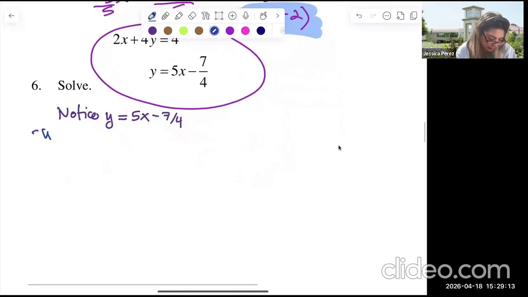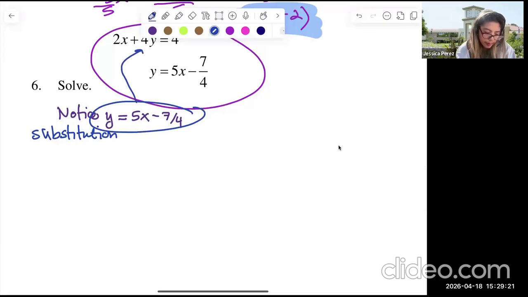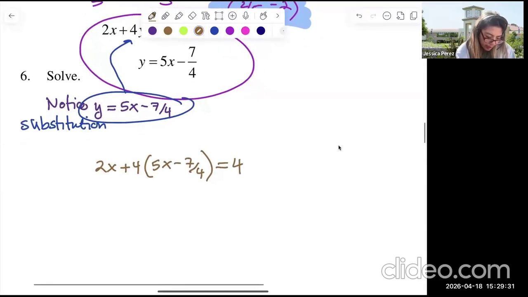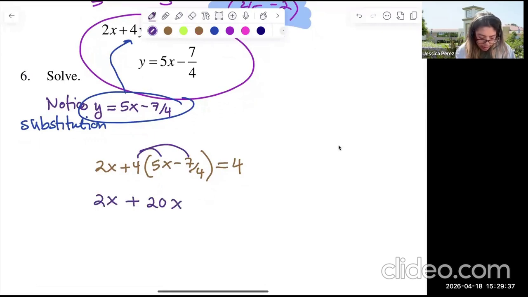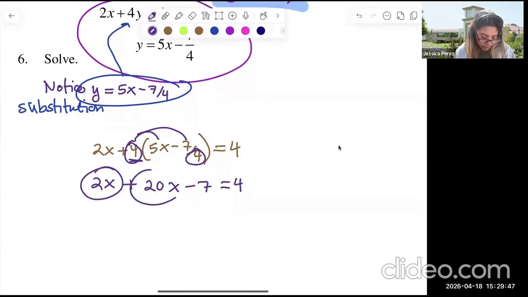So I'm going to use substitution. That means I'm going to take this y and substitute it into the top equation. So I have 2x plus 4y, but y is 5x minus 7 over 4. Everything is going to be in terms of x. Then I'm going to multiply it out. And then I have 2x plus 20x. Now a 4 times a negative 7 over 4, it's a minus 7 because the 4 on the top and the 4 on the bottom will cancel, is equal to 4. Now I have a 2 and a 20, that's 22x minus 7 over 4.